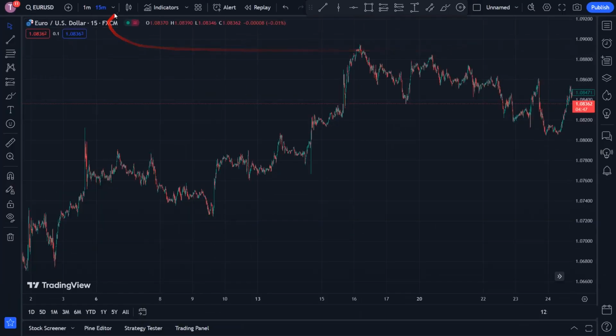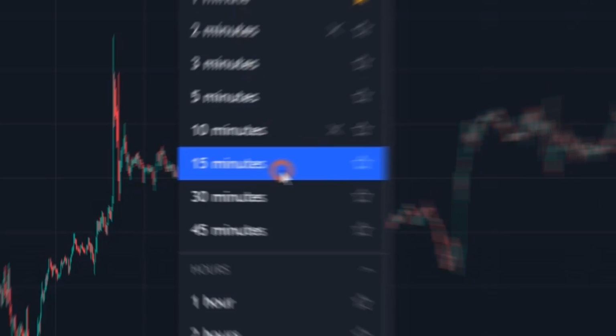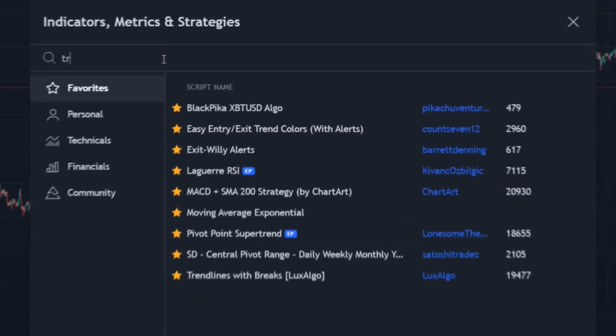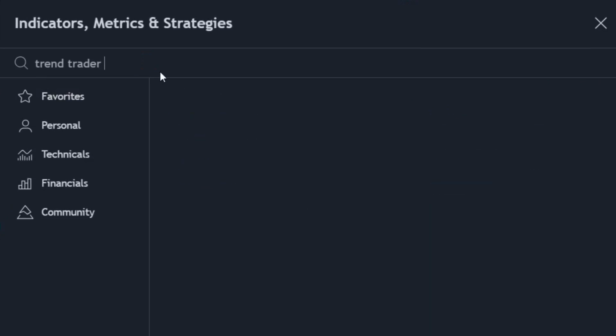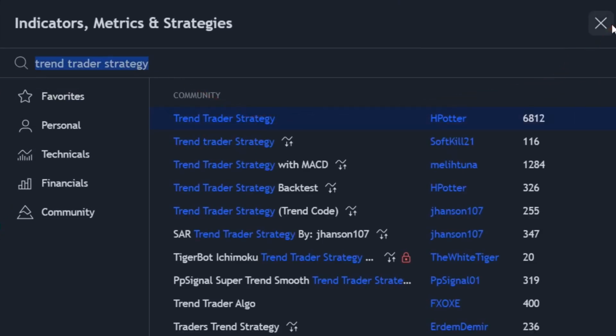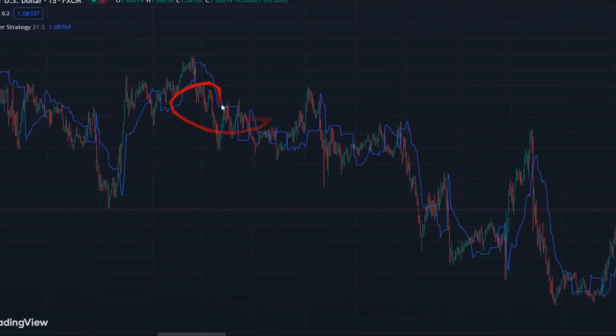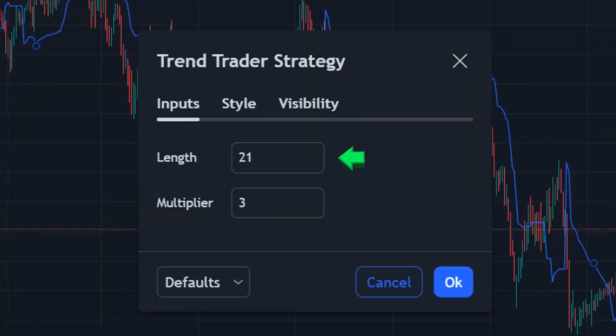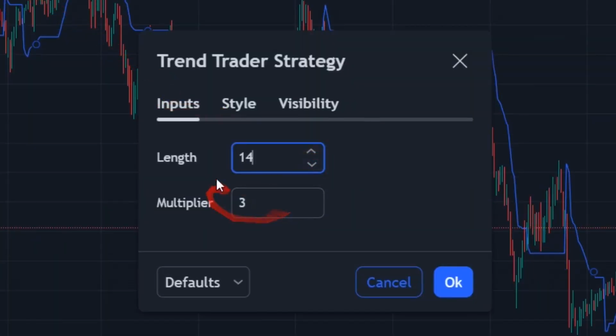First, choose your symbol and then set your time frame to 15 minutes. After that, go to the indicator tab and type Trend Trader Strategy in the search box. Once you find it, click on it to add the first indicator to the chart. As you can see, this indicator is a bit messy and needs to be organized. So go to its settings and make the necessary changes to make it suitable for our strategy.